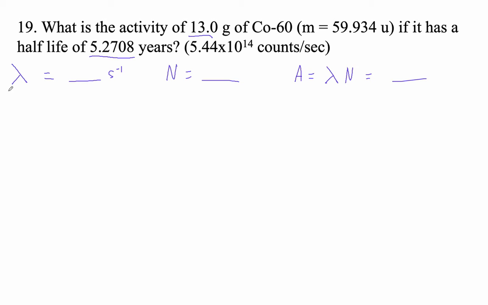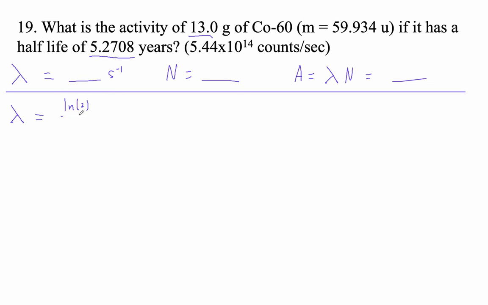Let's figure out the decay probability in seconds. So that's going to be ln2 over the half-life. But the half-life has to be in seconds, and here it is in years, so that'll take a little doing. So ln2 over 5.2708. That's years.